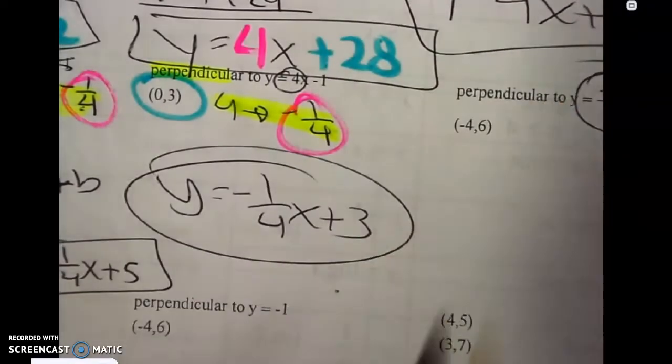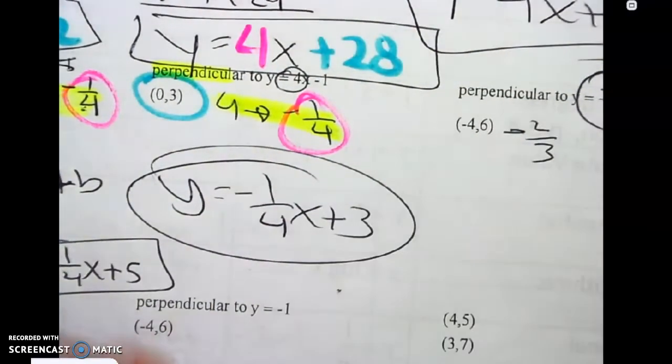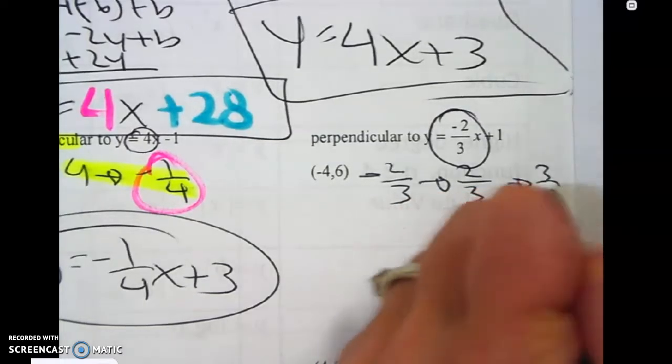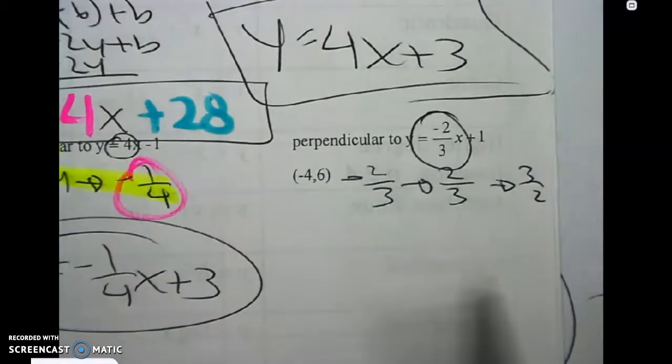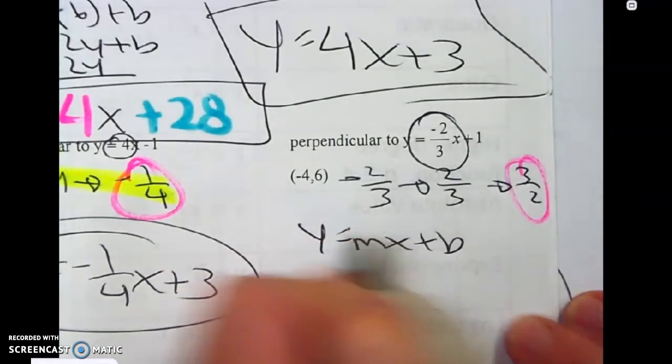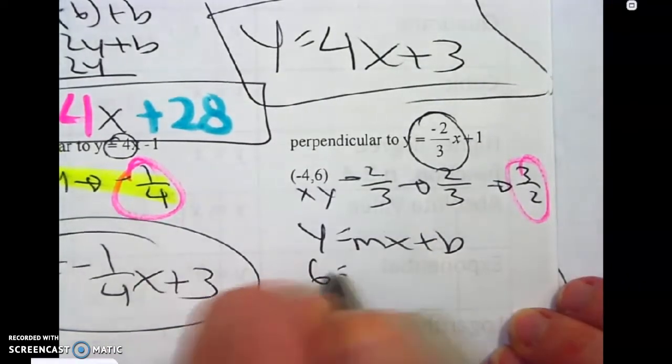All right, perpendicular to negative 2/3. So I start with negative 2/3. The opposite is positive, but then I flip it, 3/2. That's my new slope. Y equals mx plus b. This goes in for your y and your x.